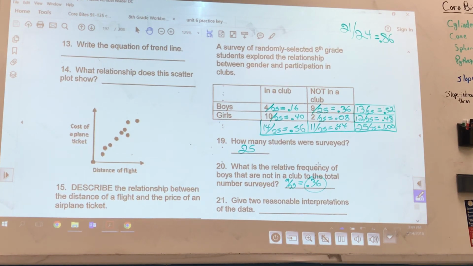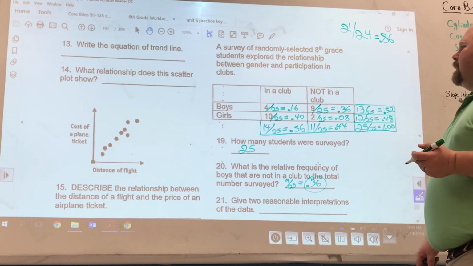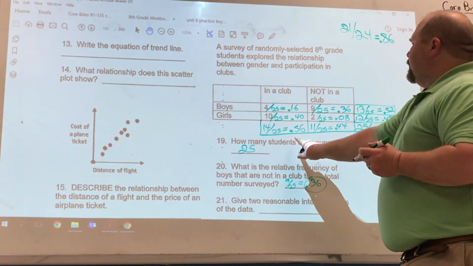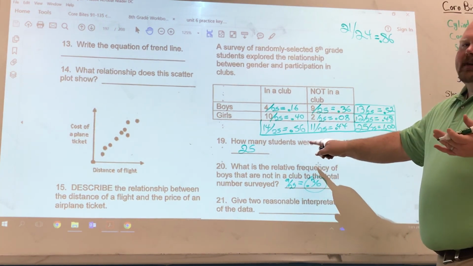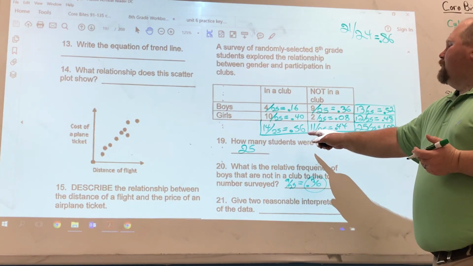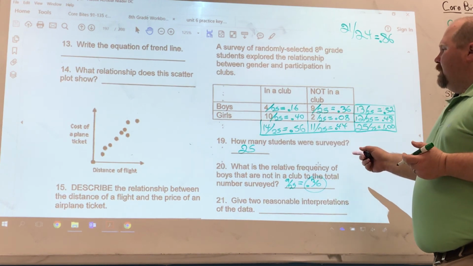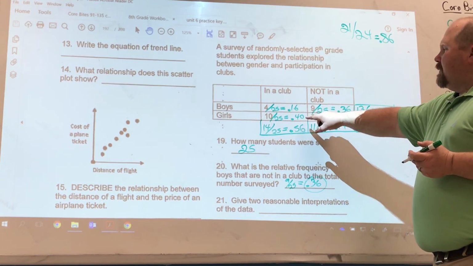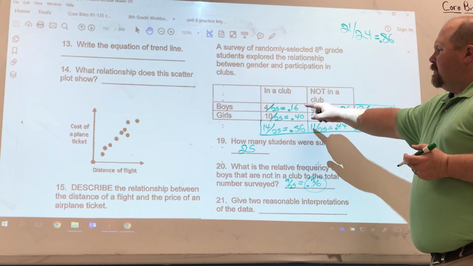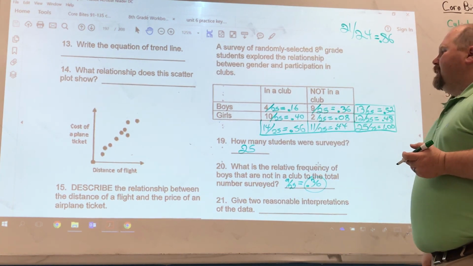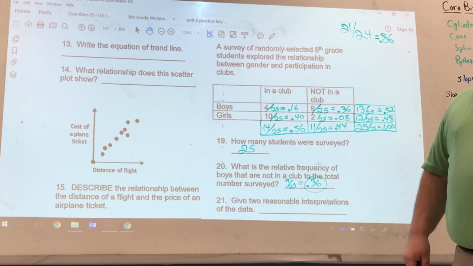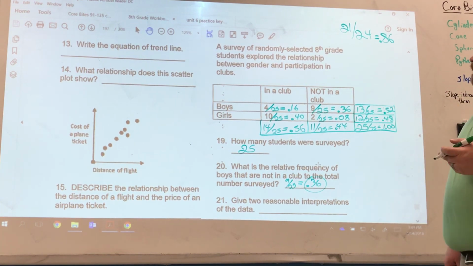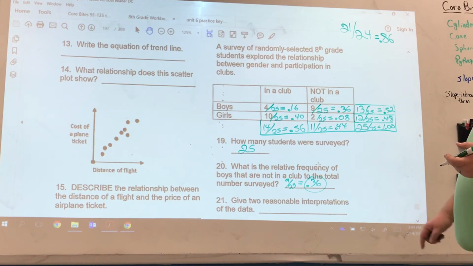And so when I'm looking at that to come up with 2 reasonable interpretations, I may want to look at students that are in a club versus students that are not in a club. It looks like more students, in fact it's certain, that more students are in a club than not in a club. And I can also tell that the girls make up about 40% of the members in the club, while boys are only 16%. So the girls are more than double the boys. They are 2 times more likely to be in a club. So that's one thing we can talk about.